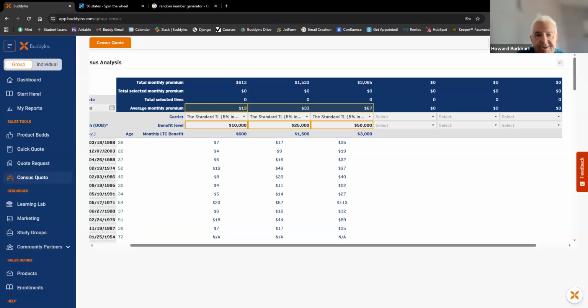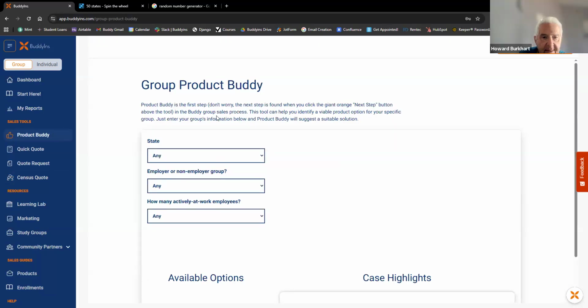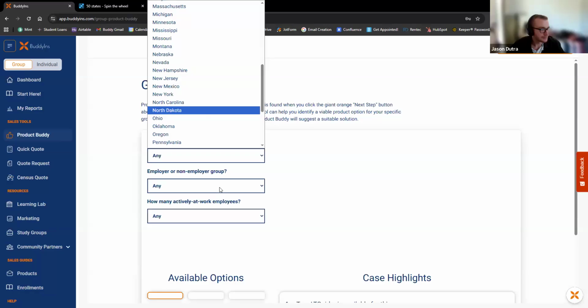My question is, you originally selected this as an employer group. If it was a non-employer group, would the carriers have changed? Would the prices have changed? What would have changed based on just that one example? I can do that for you.